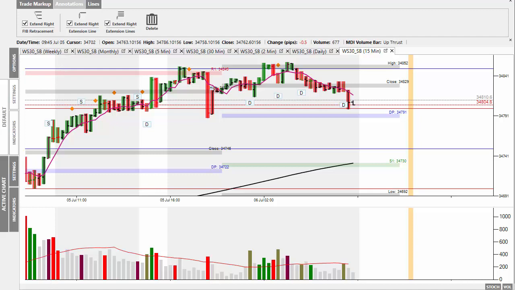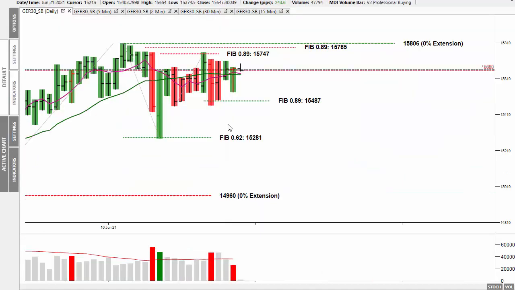Moving on to the DAX, which had a bit more activity, as can be seen by the daily chart. Prices moving down sharply, and then moving back before the close.